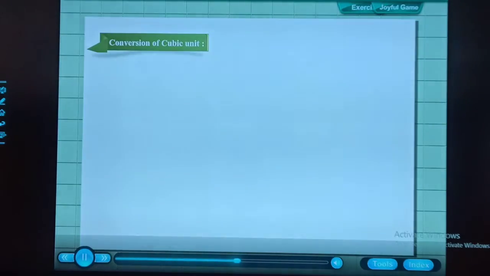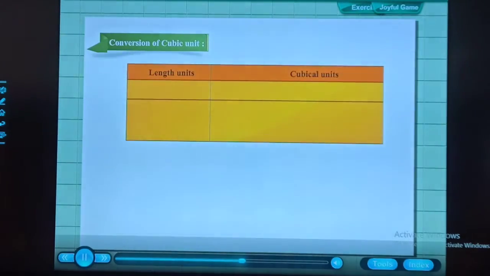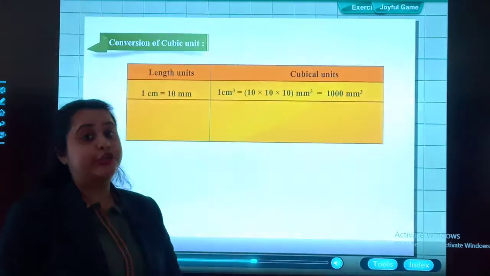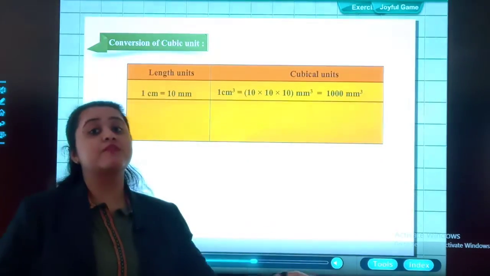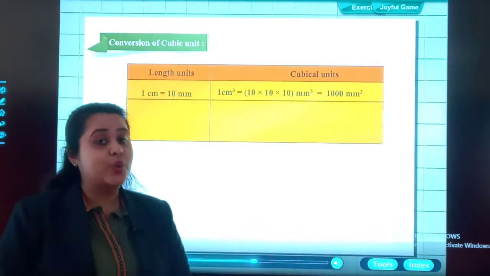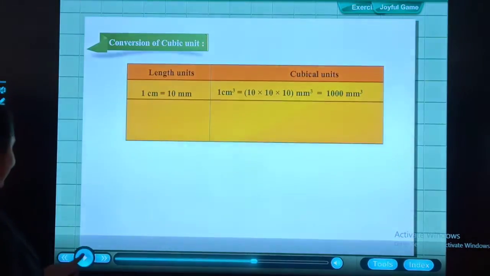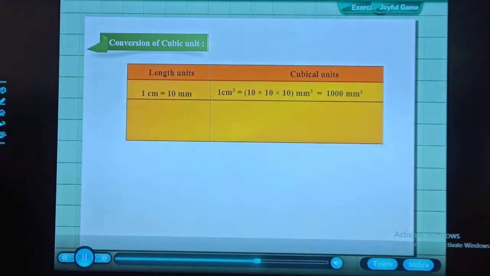Conversion of cubic unit. Length units, cubical units. 1 centimeter is equal to 10 millimeter. Students, focus. If you want to conversion, in some sums there might be conversion, so you need to take the account of this also. 1 centimeter cube is equal to 10 into 10 into 10 cubic millimeter equal to 1000 cubic millimeter.